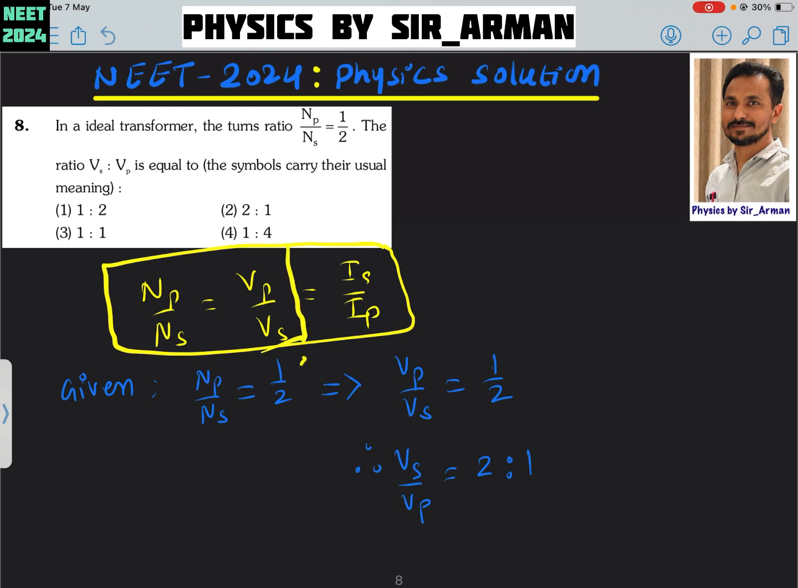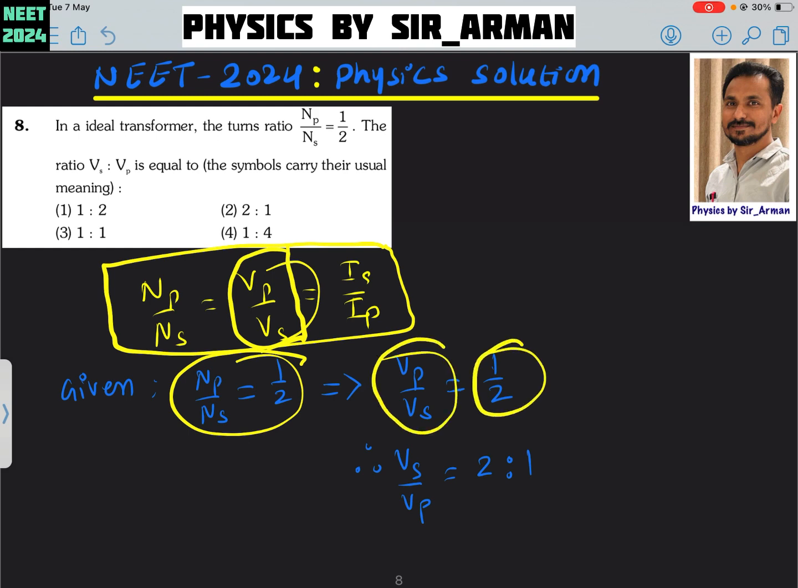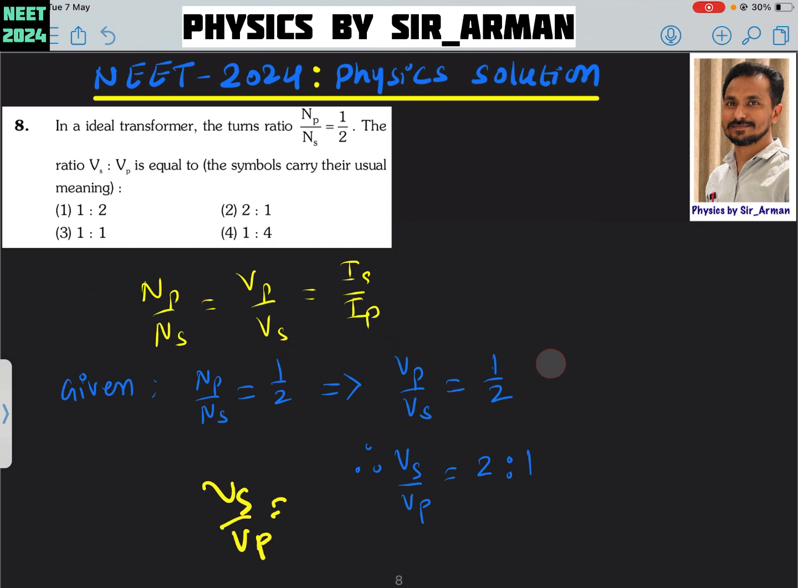Here NP by NS is given as 1/2, which is directly equal to Vp by Vs. So this will be equal to 1/2, but it is asked Vs by Vp. So what we will do? We will reverse it. So it becomes 2:1. So option number 2 is the correct answer.